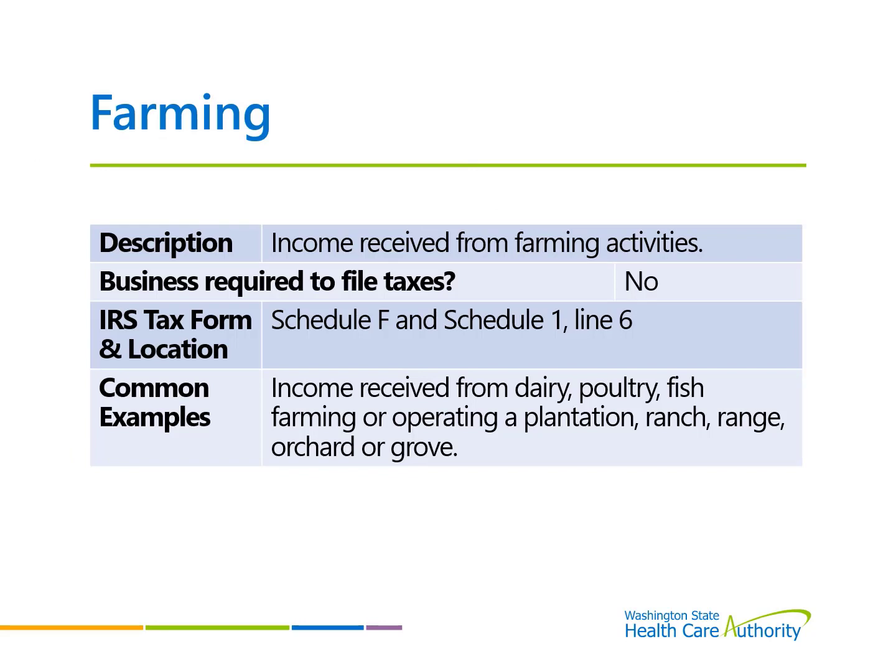Farming. Farming income is profit or loss incurred through the operation of a farm or other agricultural business. This can include income received from operating stock, dairy, poultry, fish farming, or operating a plantation, ranch, range, orchard, or grove. This can also include the sale of crop shares if the individual participates in producing the crop. Those with farming income are not required to file a tax return.